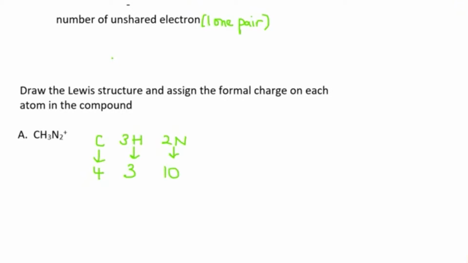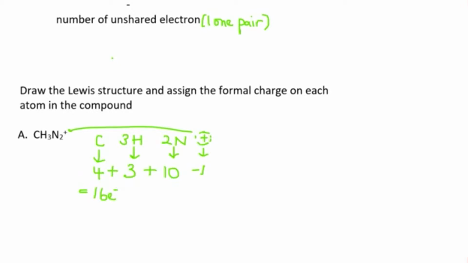Now take note that since we have a positive charge on this compound, from this charge sign right there, it means that the compound must have lost 1 electron. That means we're going to take away 1 valence electron, and that gives us a total of 4 plus 3, 7, plus 10, which is 17, minus 1, 16 electrons. Now these 16 electrons will contribute to the overall bonding and also the lone pairs in this compound.